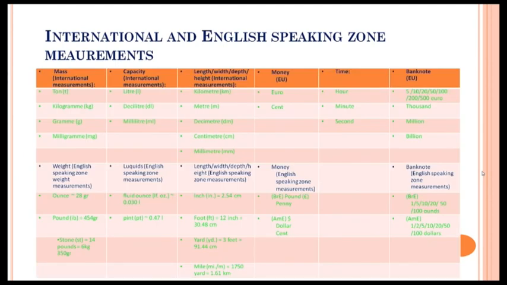One of the ways to classify all the measurement units is to divide them into international metric system units and English-speaking zone units. International measurements are used all over the world. The English-speaking zone measurements are used only in the countries which use English language as their official language.